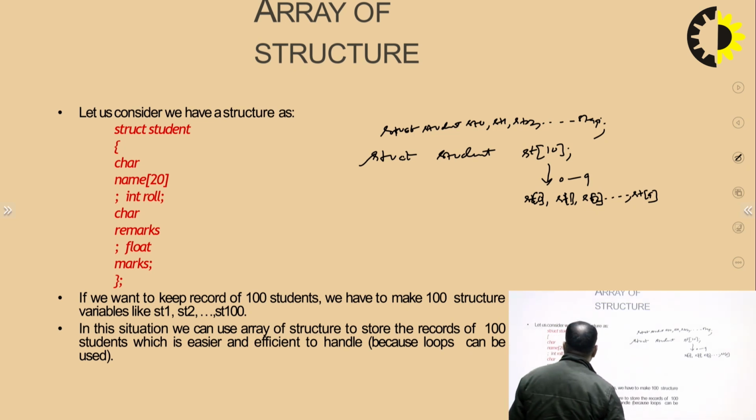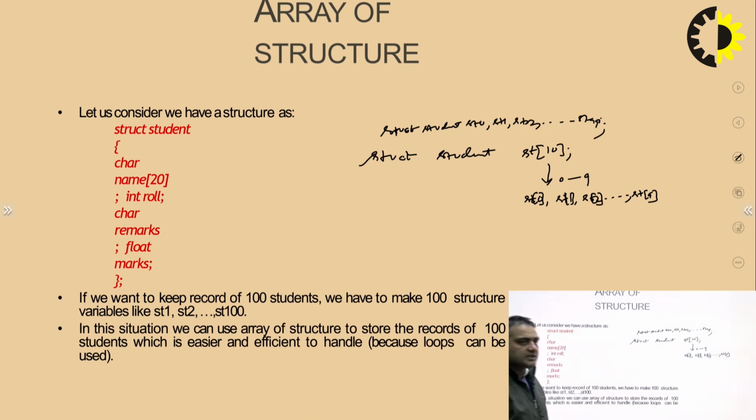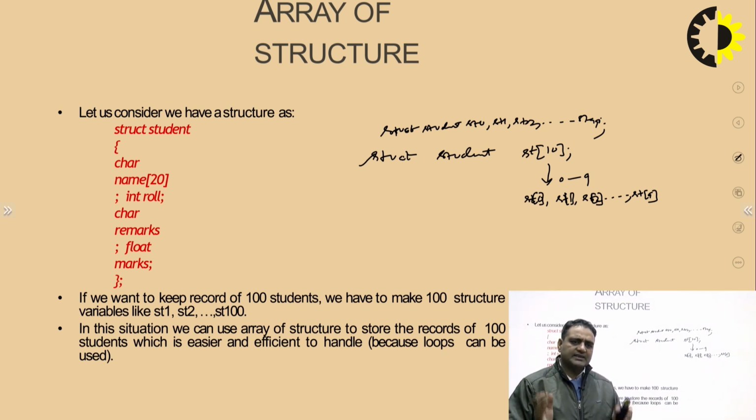Already you can see that st0 has the name, roll number, remarks and marks. Each and every structure variable has its own name, roll number, remarks and marks. If we want to keep records of 100 students, we would have to make 100 structure variables like st1, st2, st100. So there is no need to record these 100 students that way. You need to declare all the structure variables as an array. In this situation, we can use an array of structures to store the records of 100 students, which is easier and efficient to handle.